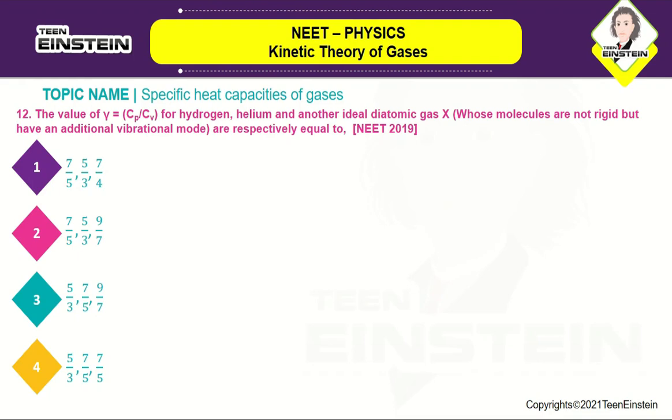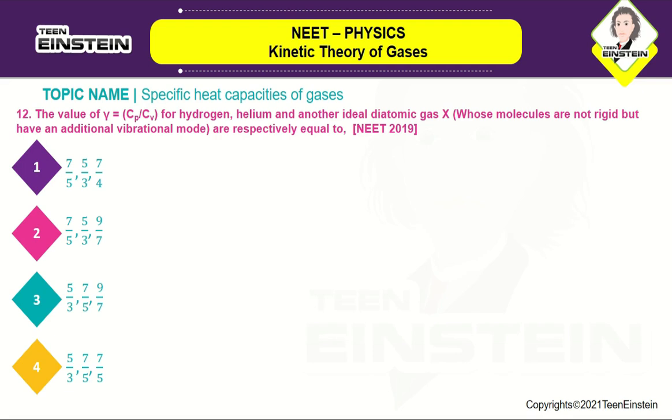The value of mu is equal to Cp by Cv for hydrogen and helium, and another ideal diatomic gas X whose molecules are not rigid but have an additional vibrational mode, are respectively equal to. So they want us to find out the ratio of Cp by Cv.